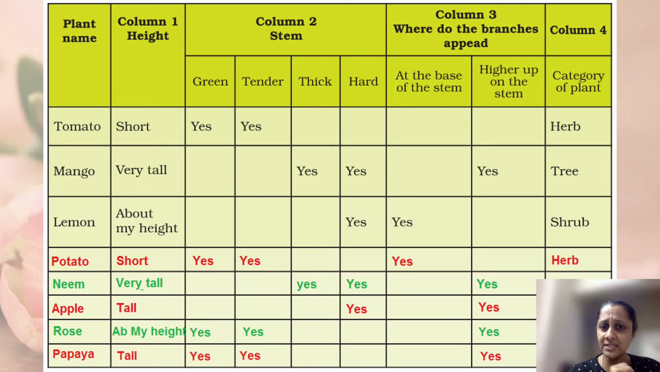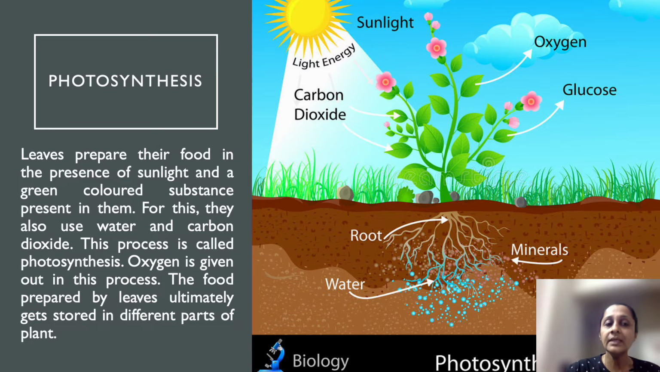So the trunk is very thick and hard. While lemon, you will see it's a shrub. So stems are hard but not thick, and the branches are at the base of the stem. That is why it is a shrub and not a herb or a tree. Like this, there are many plants which are given, and this is how you fill the table. Now we come to photosynthesis. So in the previous video, we studied about the leaves, the venation, their function.